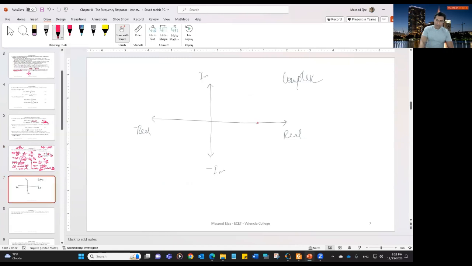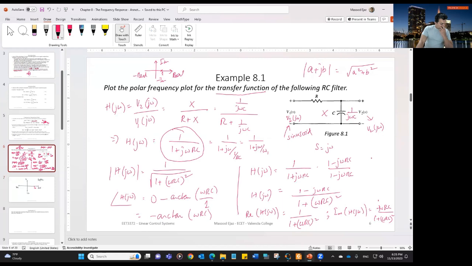We have 1 when omega is equal to 0. Real 1, imaginary 0, or magnitude 1 at the phase of 0. All right, when omega tends to infinity, a very large value, then what are we going to have? You're taking a limit of omega going to infinity.